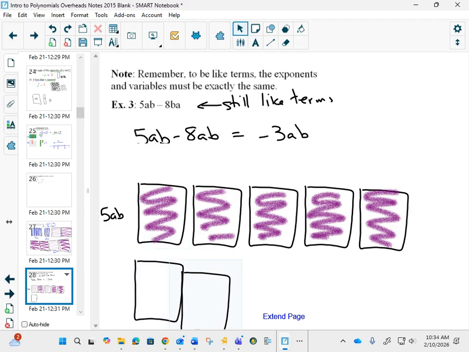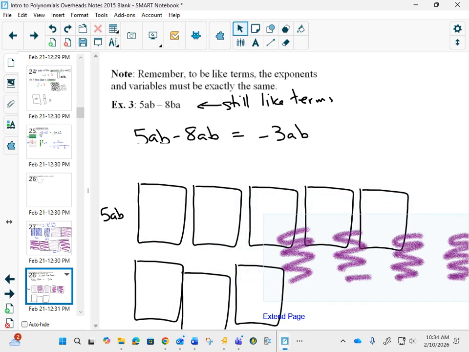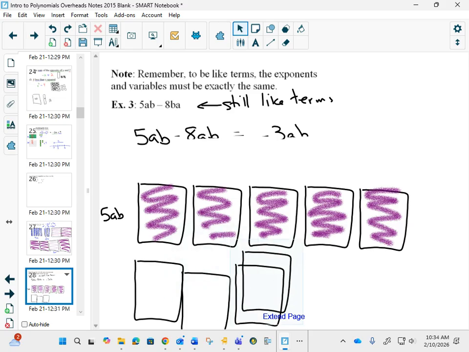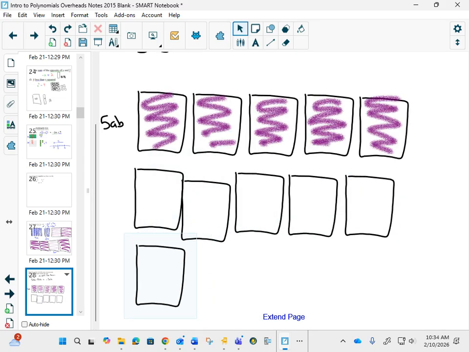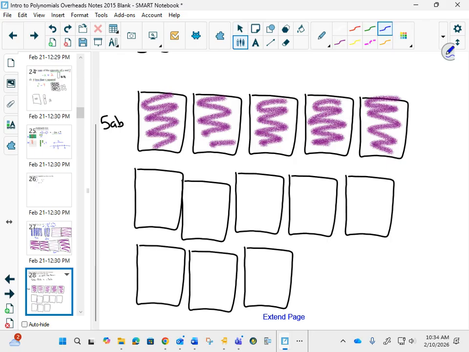So I go 1, 2, 3, 4, 5, 6, 7, 8. This would be minus 8 ABs. Correct? Would I shade those in? No. What's 1 minus 1? Zero. So if you have a positive 1, you can cancel it out with a negative 1.